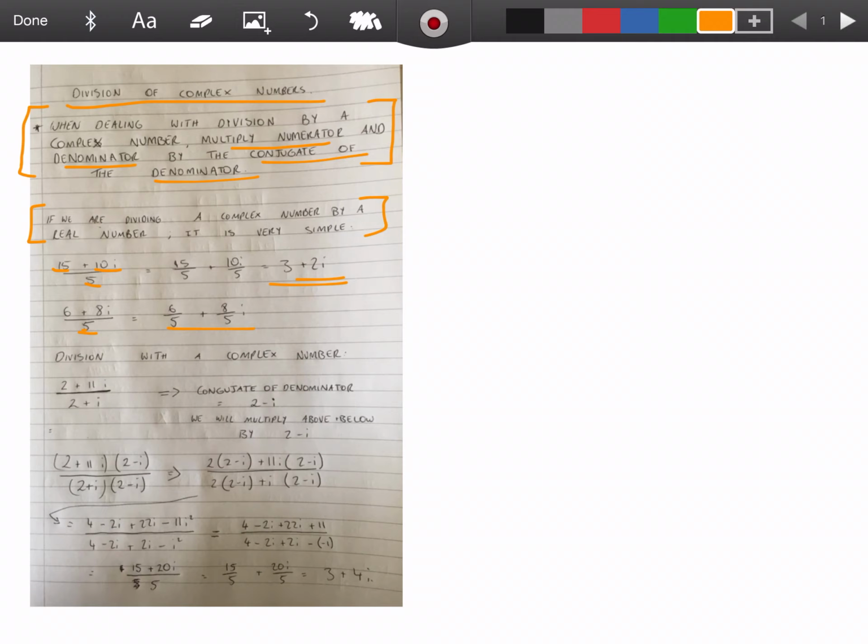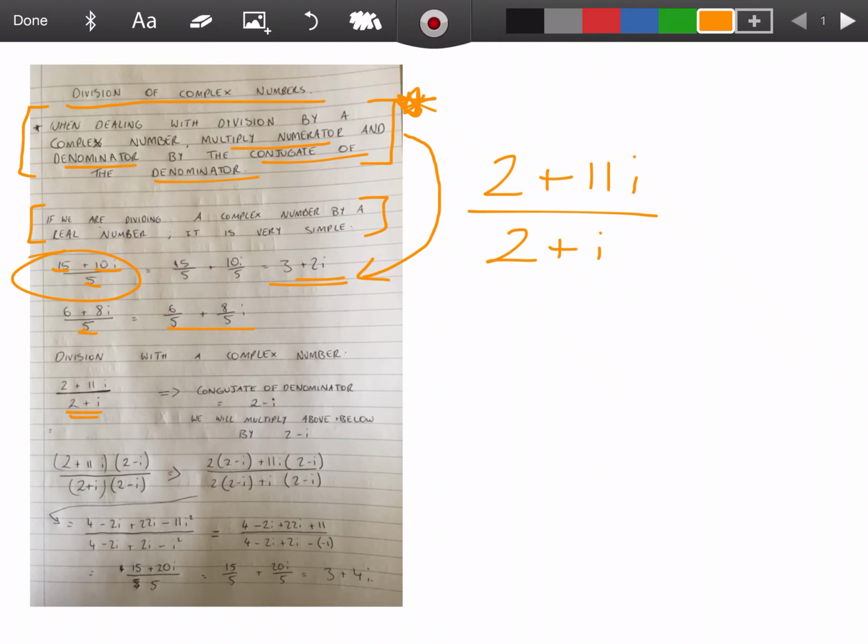So we split each part up and divide by the denominator. Nice and simple. What we're aiming for, when we have a complex number like in the example taken from the book, a number involving i at the bottom, is to do what it says up here. When we do that, we end up with a real number at the bottom, and then it's an easy division from there. So what you can see is I've got 2 plus 11i all over 2 plus i.